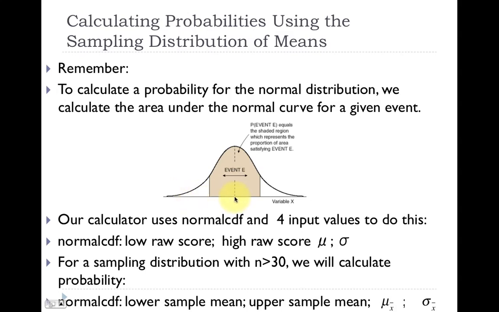In the very center, you have the mean of all sample means, which is the same as the mean of the population. On the left-hand side, you have values for x bar, or values for the sample means, that are less than the population mean. And on the right-hand side, you have values of x bar that are more than the population mean. But it's values of x bar that are positioned on the horizontal axis, not simple raw scores anymore. So that's why normal CDF, lower and upper, represent sample means.